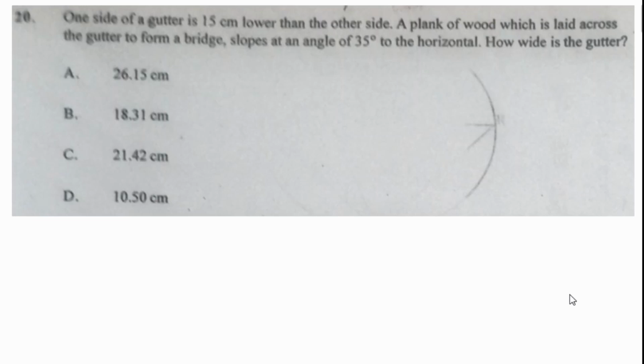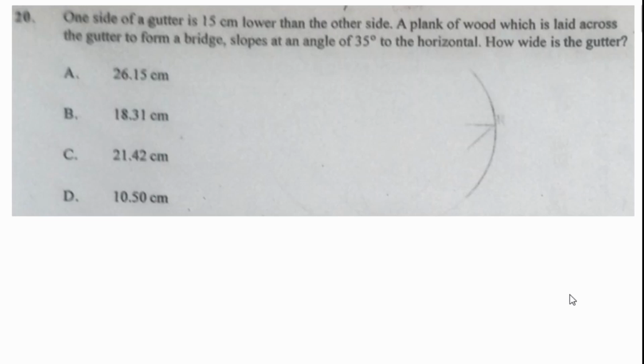Question 20 reads that one side of a gutter is 15 centimeters lower than the other side. A plank of wood which is laid across the gutter to form a bridge slopes at an angle of 35 degrees to the horizontal. How wide is the gutter?